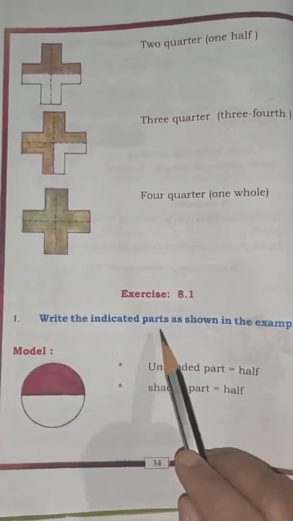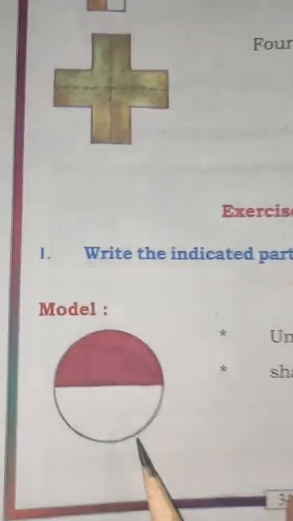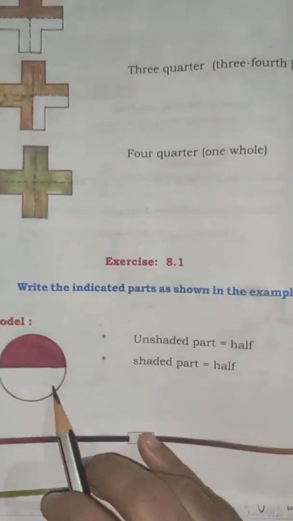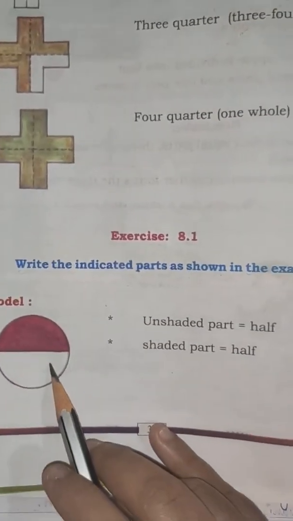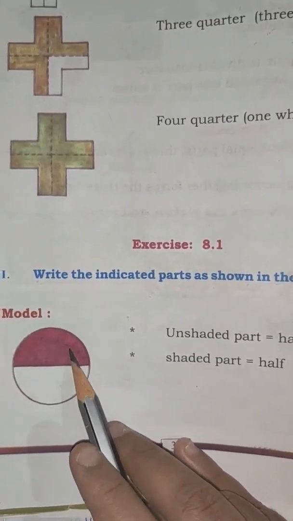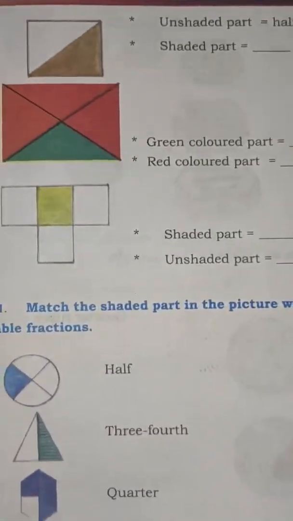Write the indicated parts as shown in the example. So children, can you see this picture here? Yes. Here, now you tell me how many unshaded parts are there? Half. Half is unshaded here. Yes, so the shaded part is half. Half and half, isn't it? Now come to page number 35.